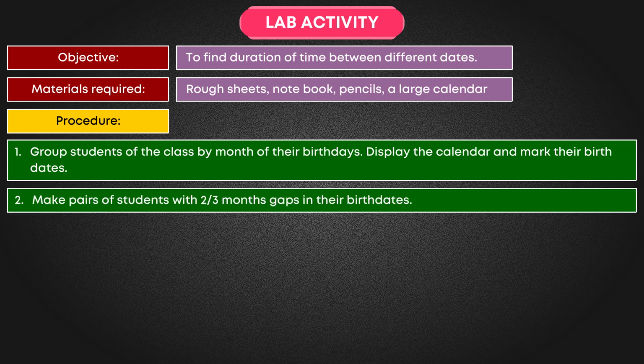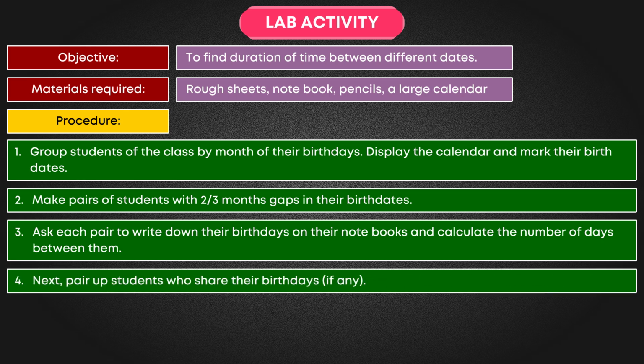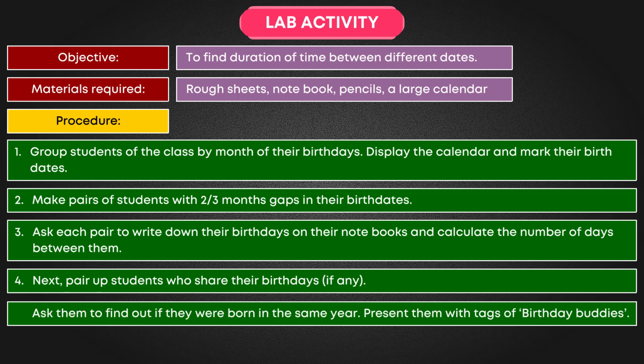2. Make pairs of students with 2/3 months gaps in their birth dates. 3. Ask each pair to write down their birthdays on their notebooks and calculate the number of days between them. 4. Next, pair up students who share their birthdays, if any. Ask them to find out if they were born in the same year. Present them with tags of birthday buddies.